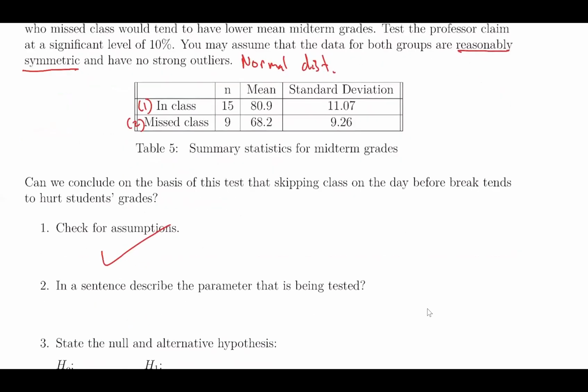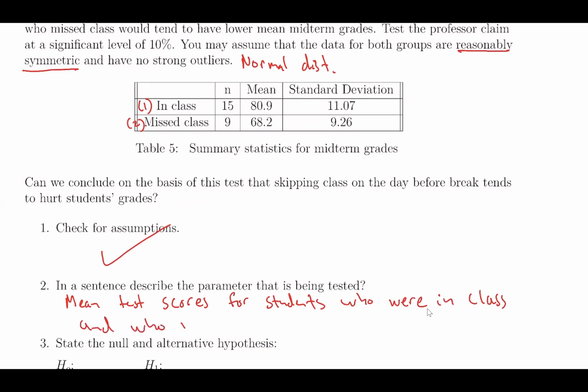It says, in a sentence, describe the parameter that is being tested. So, the mean test score for students who were in class and who missed class. Those are the parameters that we're testing: the mean test score for students who were in class and people who missed class.